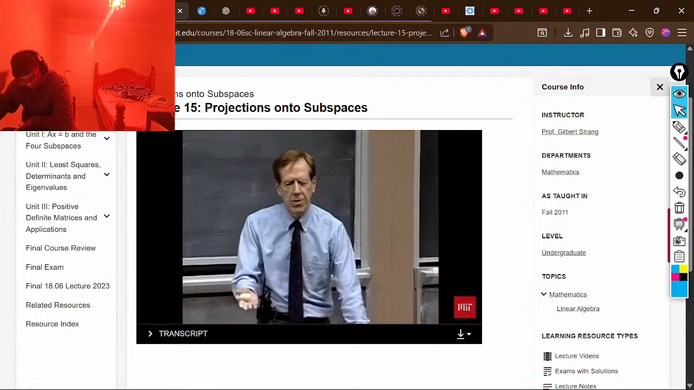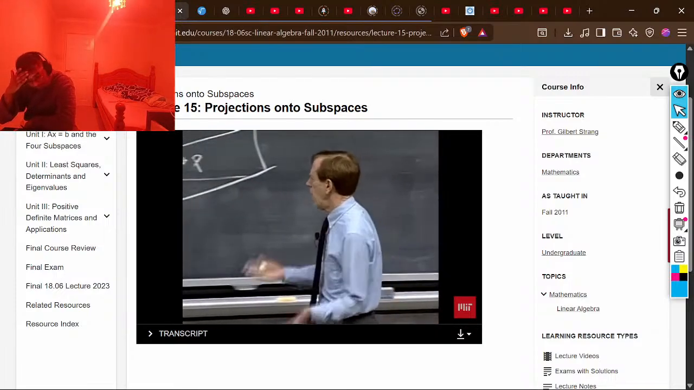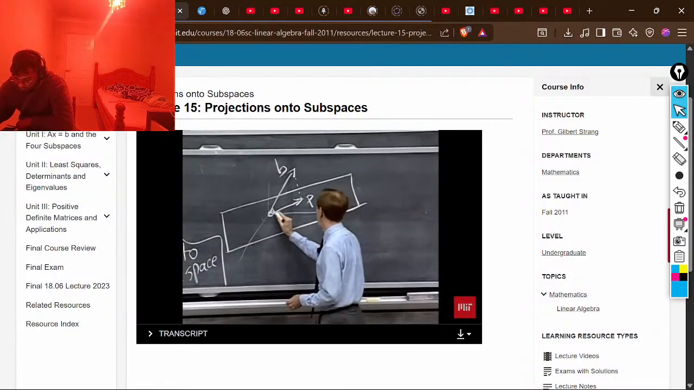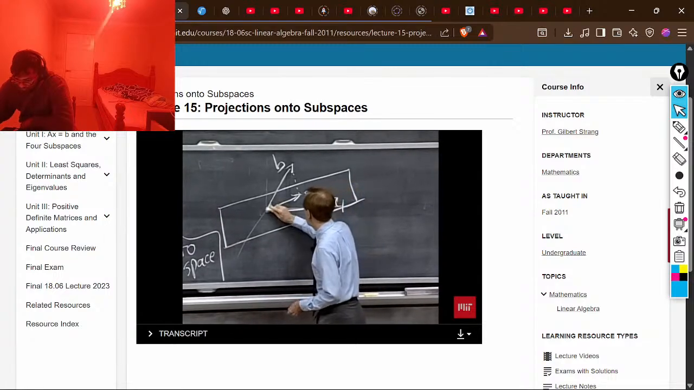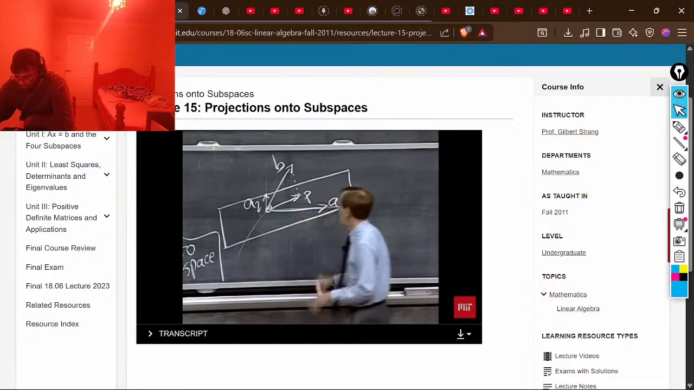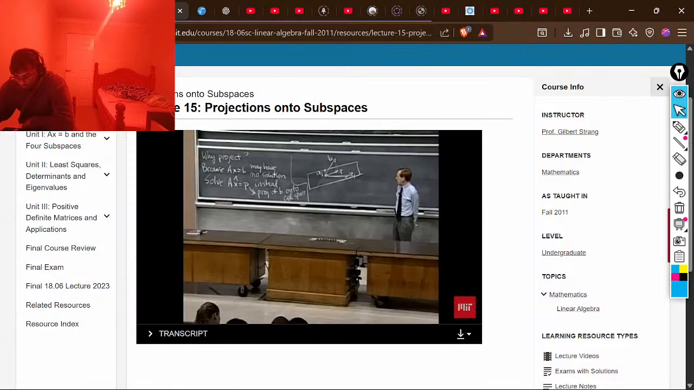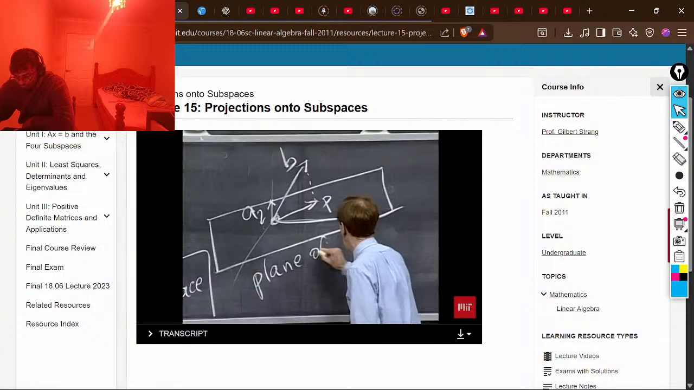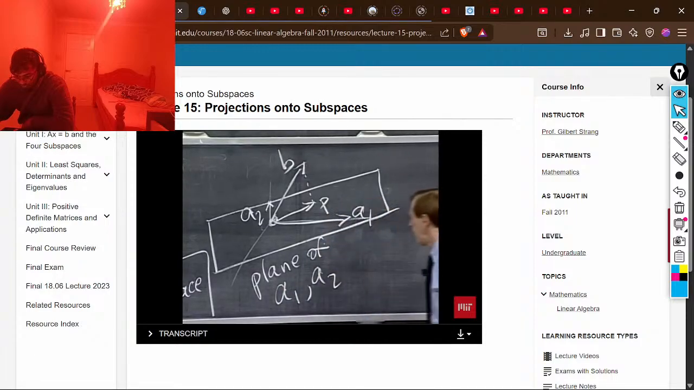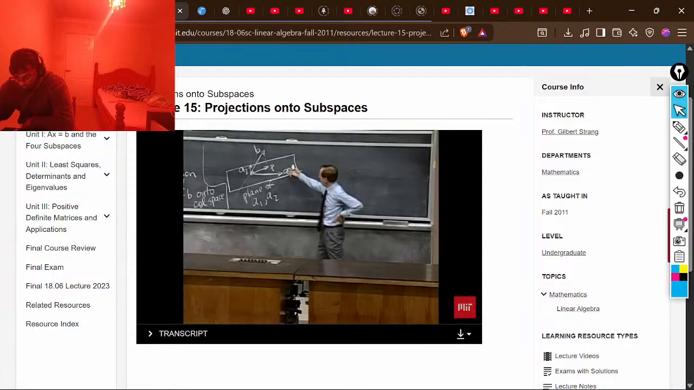I'll tell you a basis for the plane. I'll tell you two vectors, a1 and a2, that give you a basis for the plane. So let's say there's an a1, and here's a vector a2. They don't have to be perpendicular, but they better be independent. Because then that tells me the plane. The plane is the plane of a1 and a2. And actually, going back to this connection, this plane is a column space.